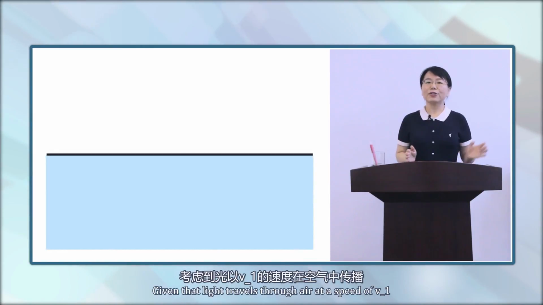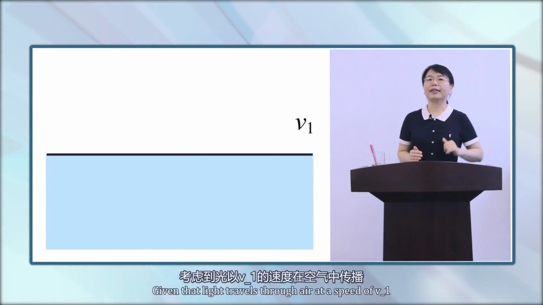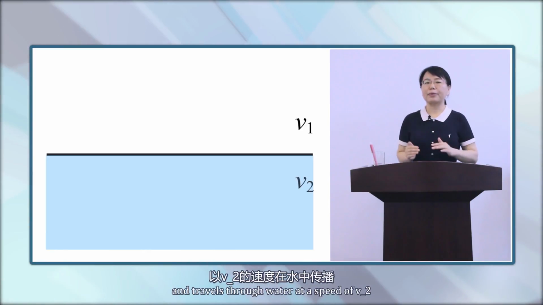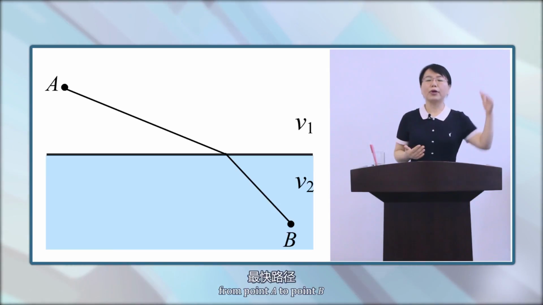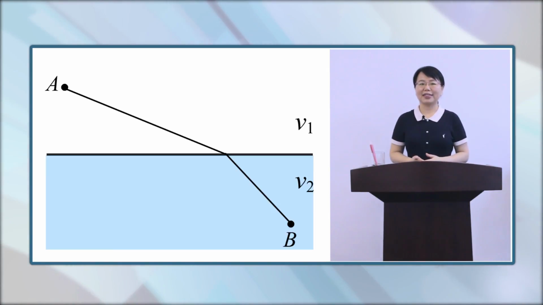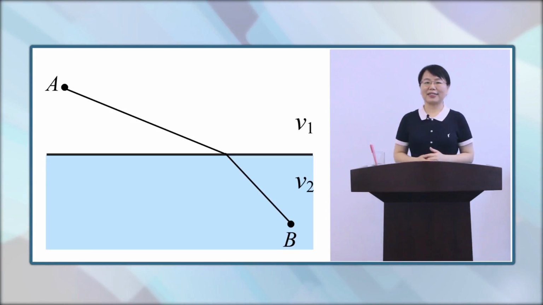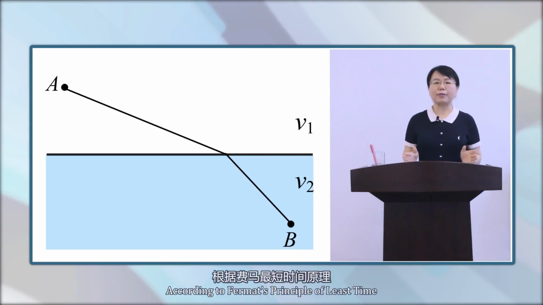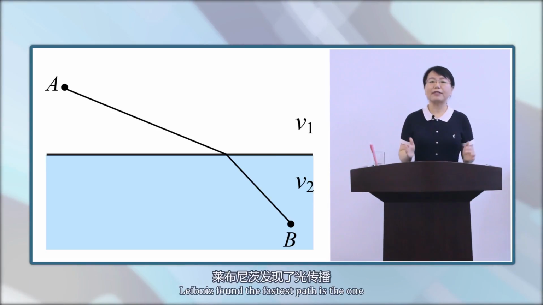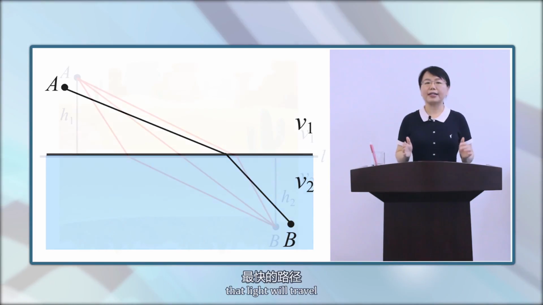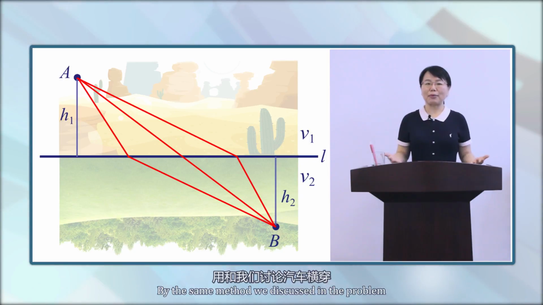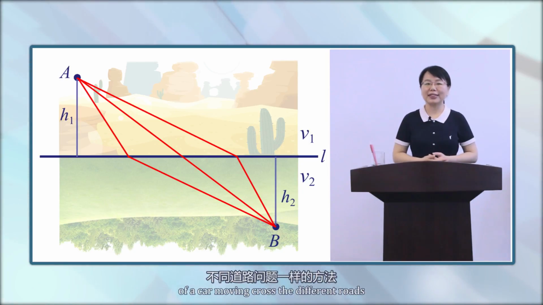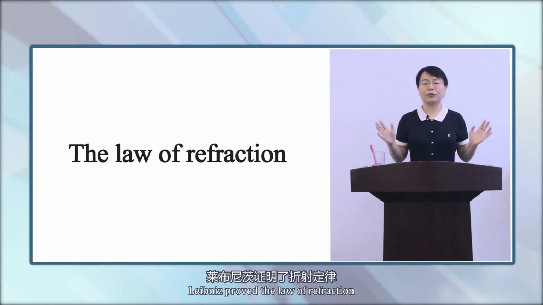Given that light travels through air at the speed of v1 and travels through water at the speed of v2, the problem is to find the fastest path from point A to point B. Now let's see this figure. According to Fermat's principle of least time, Leibniz found the fastest path is the one that light will travel. By the same method we discussed in the problem of car moving across the different roads, Leibniz proved the law of refraction.